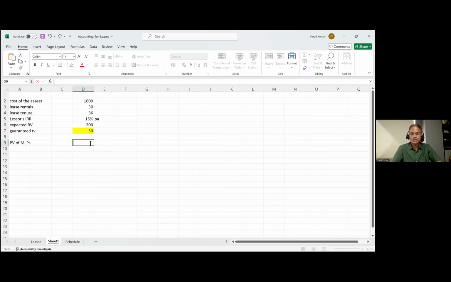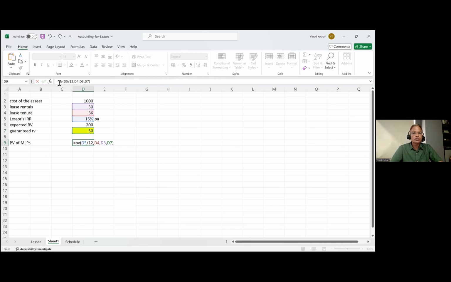So I'll compute the present value at the lessor's IRR. Remember, the lessor's IRR is based on expected RV, but using that IRR, I'm computing the present value for 36 months of a particular payment, which is let's say 30. I'll have to put a minus outside because the numbers are positive. And given the fact that the value is 50, I'll capture that as well.